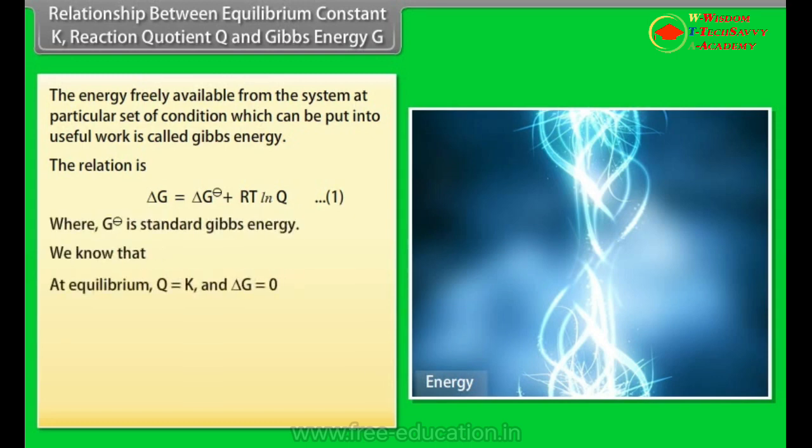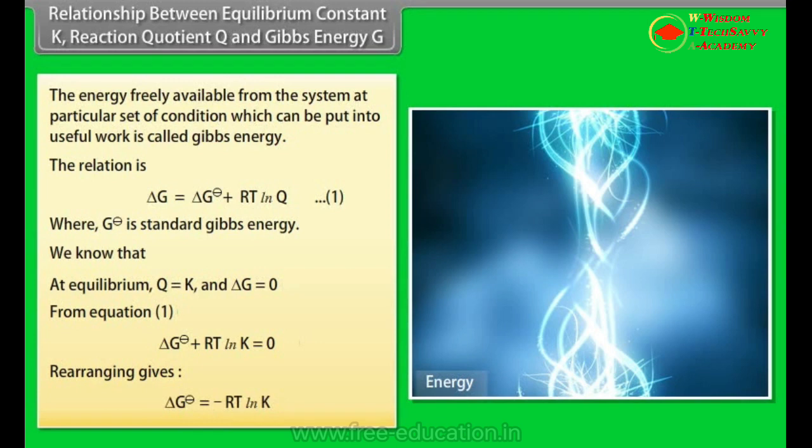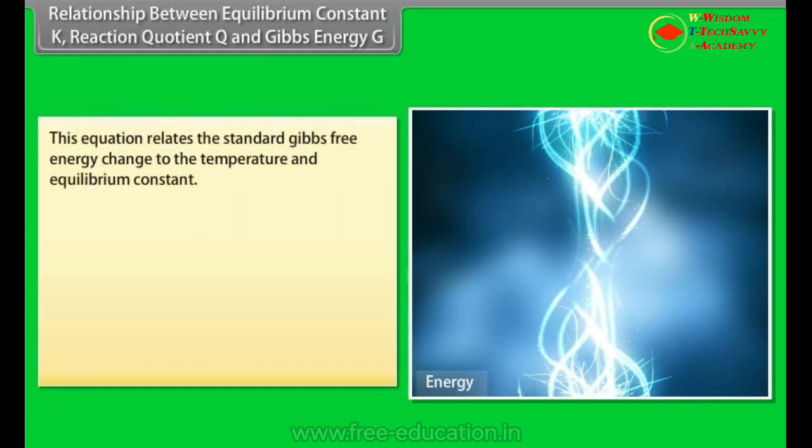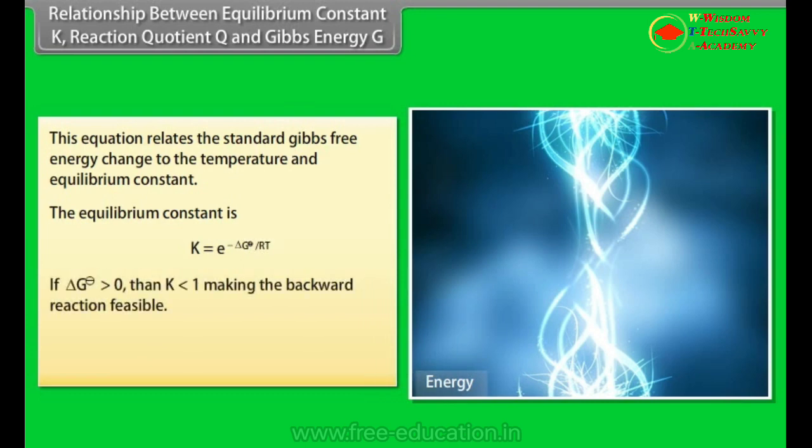We know that at equilibrium Q is equal to K and delta G is equal to 0 from equation 1. Rearranging gives, this equation which relates the standard Gibbs free energy change to the temperature and equilibrium constant. The equilibrium constant is, if the change in standard Gibbs free energy is greater than 0, then K is less than 1, making the backward reaction feasible. If the change in standard Gibbs free energy is less than 0, then K is greater than 1, making the forward reaction feasible.